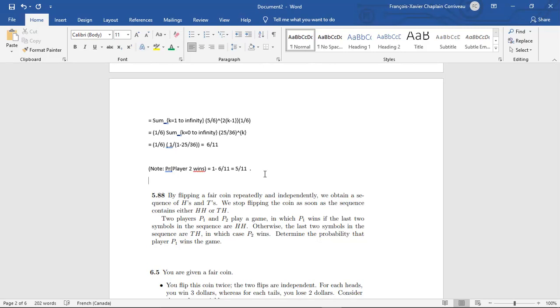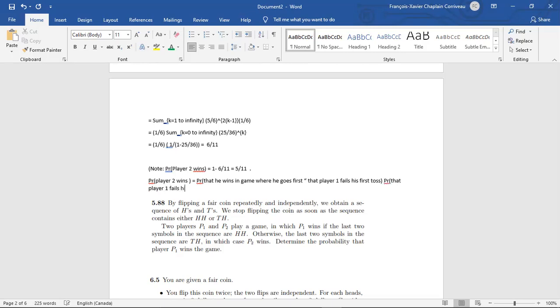So here, what I'm trying to say is that the probability that player 2 wins is equal to the probability that he wins in a game where he goes first, given that player 1 fails his first toss, times the probability that player 1 fails his first toss.